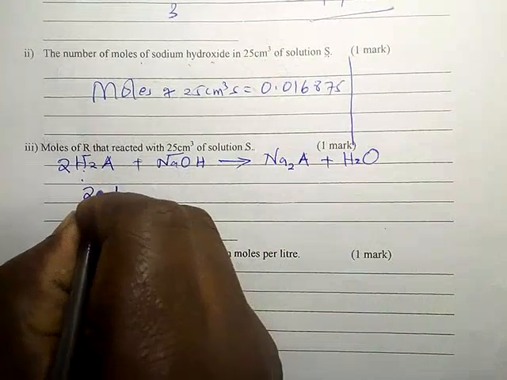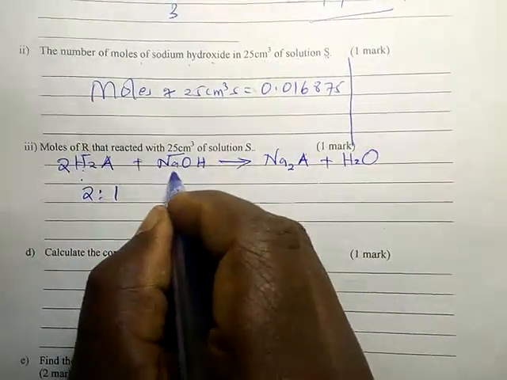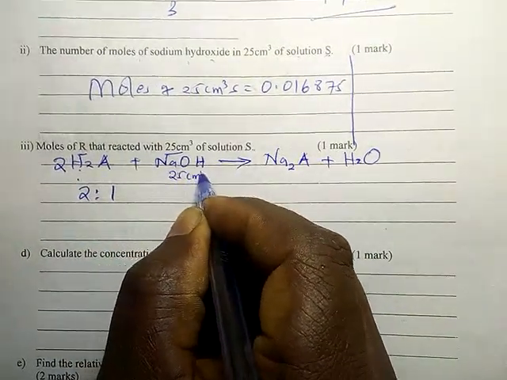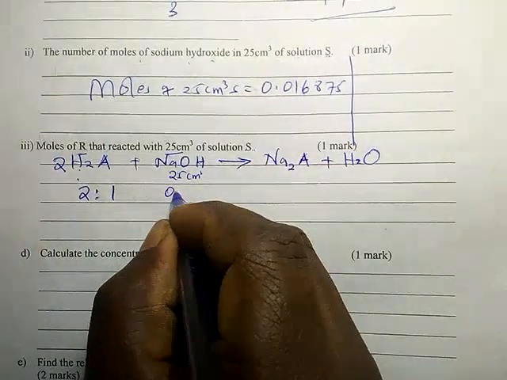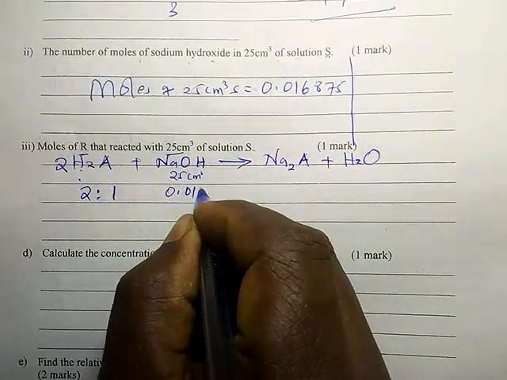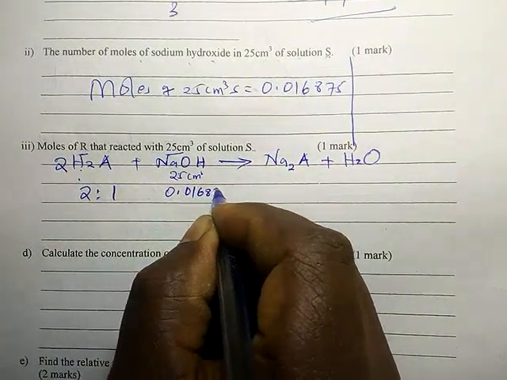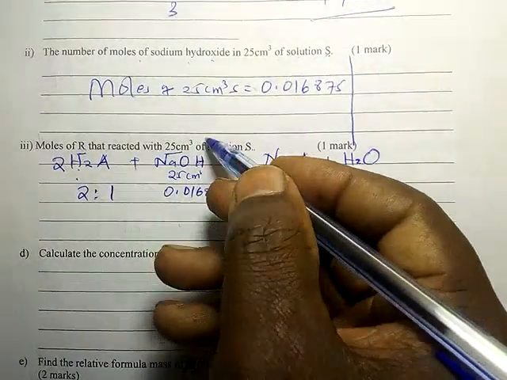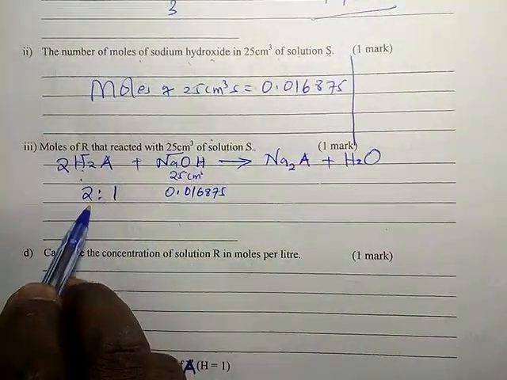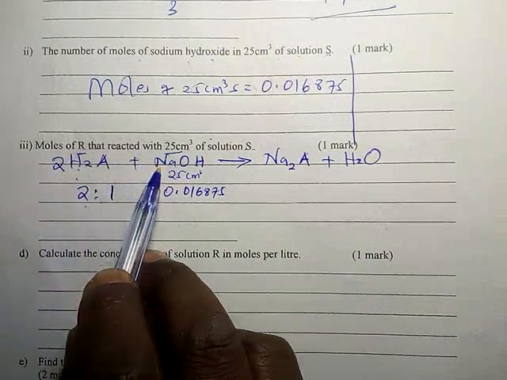But remember, this is 25 centimeters cube. We have the moles of this, which is 0.016875. Tunazo hizi moles za sodium hydroxide, na ratio ni hii. So hii question nimeandika aje.